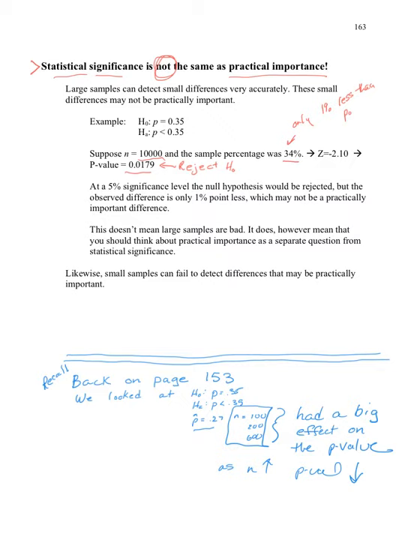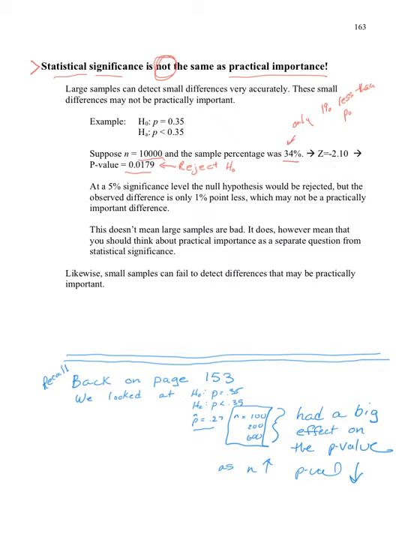But if the difference is only 1% less, is that a practically important difference? It may not be, even though you have a small p-value. So this doesn't mean that large samples are bad. It does, however, mean that you should think about practical importance as a separate issue from statistical significance. And that would be up to the people who have knowledge in that discipline or field.